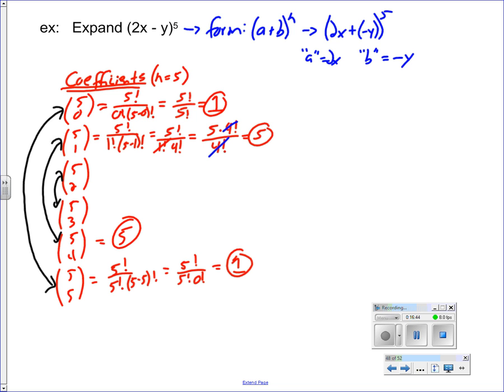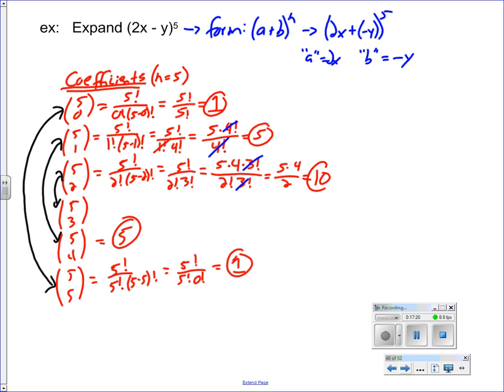And this next one will be the last one we need to evaluate. 5 factorial over 2 factorial and 5 minus 2 factorial. That'll be 5 factorial, 2 factorial, 3 factorial. Again, writing it out for the cancellation, 5 times 4 times the 3 factorial, over 2 factorial, 3 factorial, and we cancel out the 3 factorials. 2 factorial is just 2, so what I have is 5 times 4 over 2. That's 20 over 2, which is 10. That's the same as the 5 above 3.